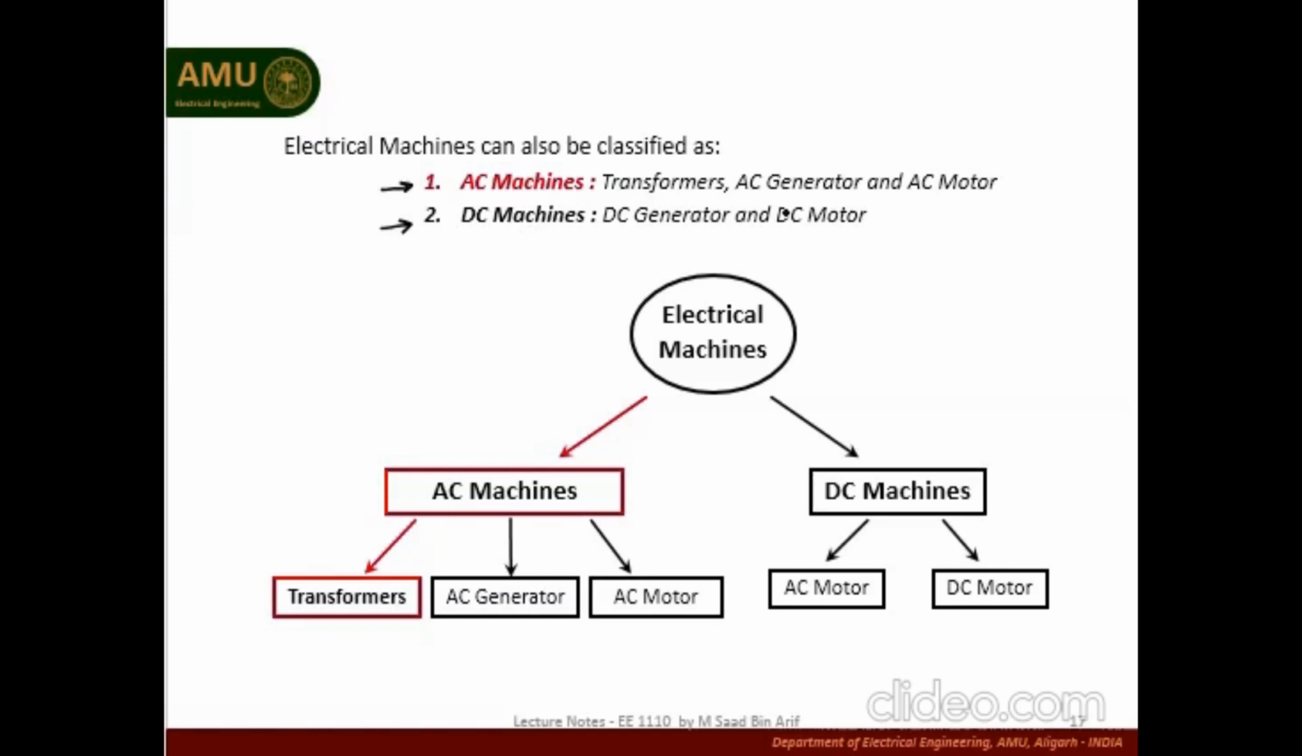So if you look at the position of the transformer, you will find that the transformer is an electrical machine, which is basically an AC machine. There are other AC machines like AC generator and AC motor. The AC generator and motor are rotating machines, whereas the transformer is a static machine. So this is where the transformer lies in the hierarchy of electrical machines.